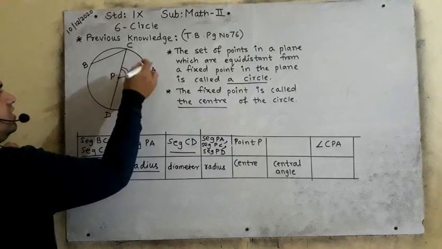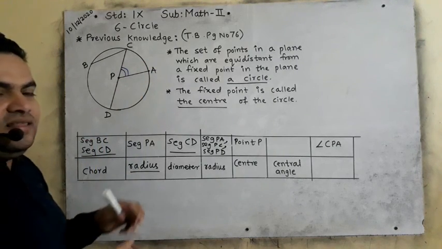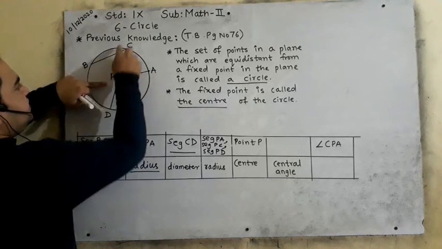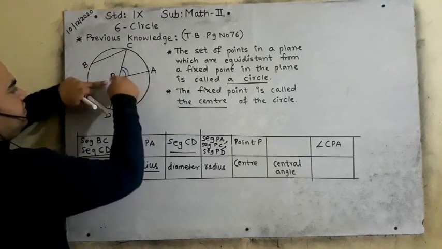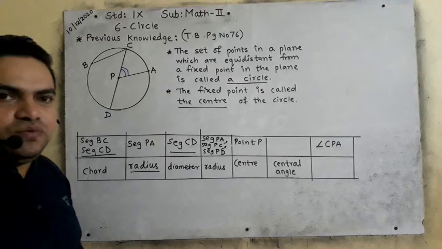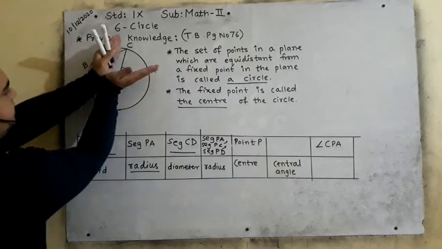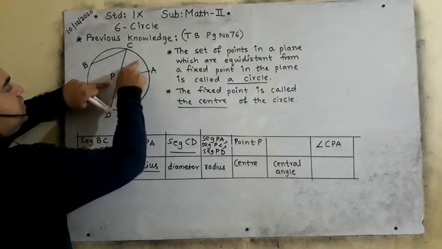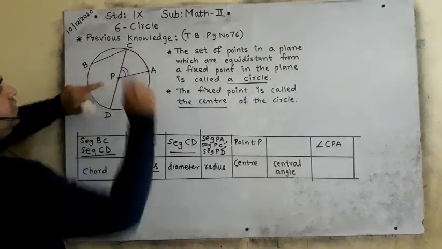So this angle is forming where? In the center of the circle. Can you see angle APC or angle CPA? It means the center comes in between. So this is called a central angle. And the central angle is equal to the corresponding arc of the angle.